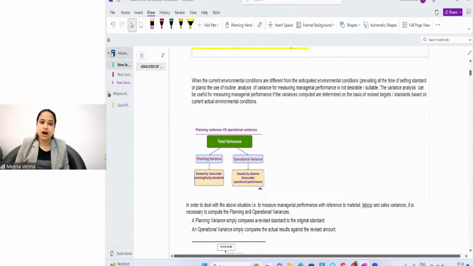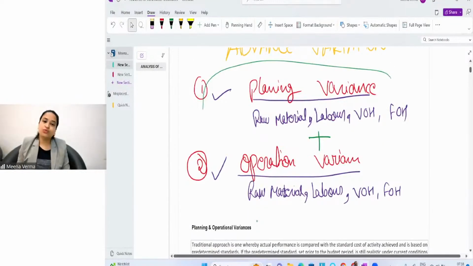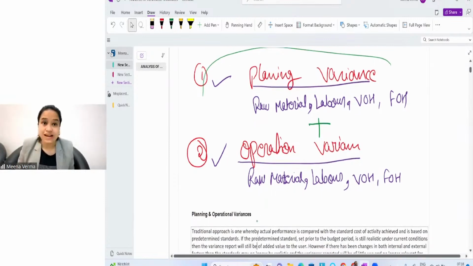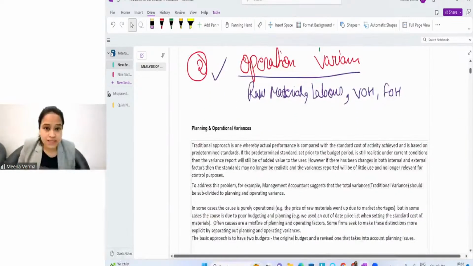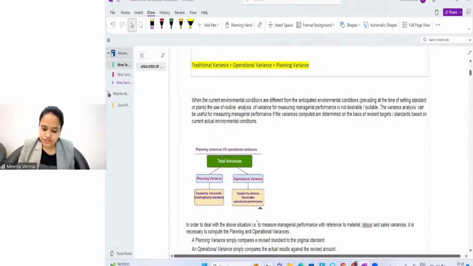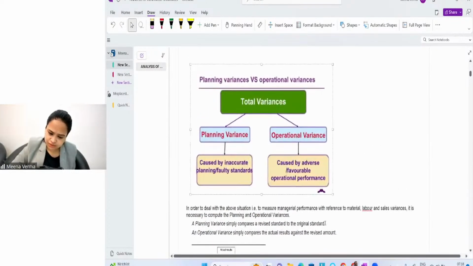So we have learned that now in standard costing, we are learning about advanced variations. We will learn these advanced variations everywhere, like for material, for labor, for variable overhead, for fixed overhead. If you see here, we have taken two types of these advanced variations. One is planning variation and another one is operational variation. Now the question comes here, ma'am, what is this planning variation and what is this operational variation?